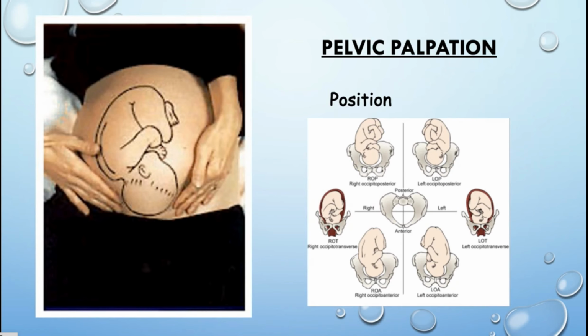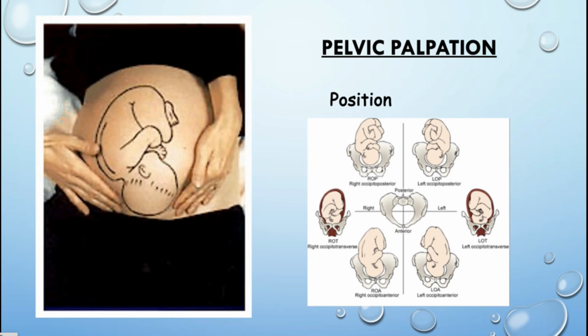We then need to have a look at the position of the baby. So when we're looking for position, we're looking at the relationship of the occiput with the pelvis. Now, again, lots of words, but what does that mean? Well, we can't actually feel for the baby's occiput. That's going to be quite difficult in some positions. But we know that the occiput is in line with the spine. And it's quite easy for us to be able to feel the baby's spine.